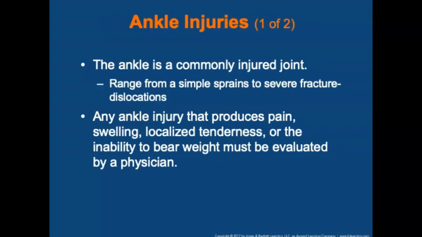The ankle is a commonly injured joint. Ankle injuries occur in people of all ages and range in severity from simple sprain to severe fracture dislocations. Any ankle injury produces pain, swelling, and localized tenderness. The most frequent mechanism of ankle injury is a twisting, which stretches or tears the supporting ligaments.